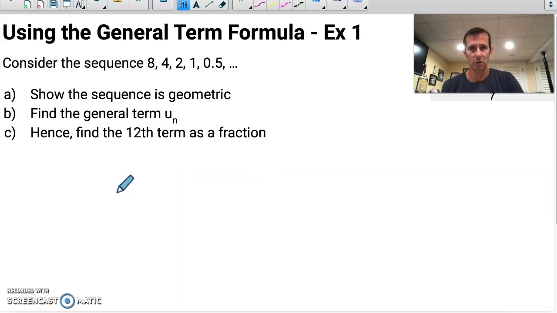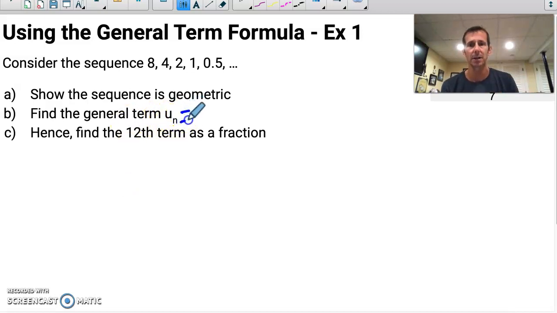So I'm going to use that general formula. I've got a sequence, 8, 4, 2, 1, .5, dot dot dot. I'm going to show it as geometric first, then I'm going to find the general term. So this is just finding the formula. The second part here is just asking me for the formula.